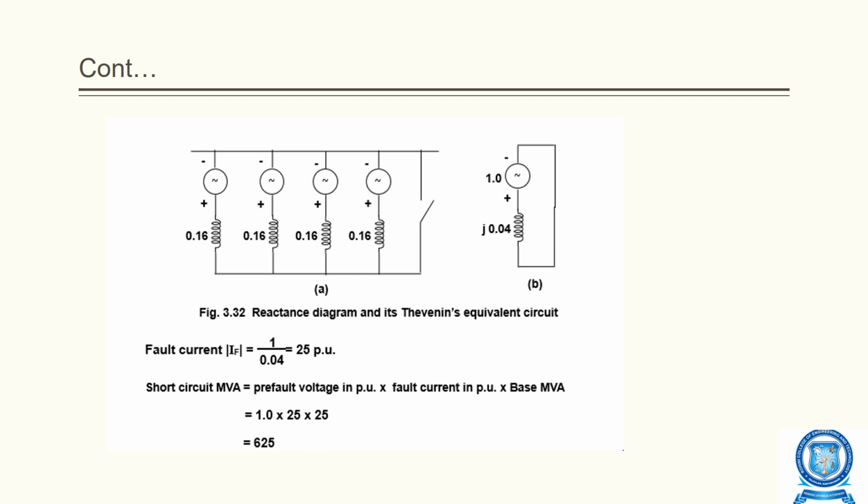So it is clearly seen that the fault current is very high. It is going to be 25 per unit. The voltage value itself we used to take as 1 per unit. So the fault current value is 25 per unit. So you can imagine what is the maximum current that takes place when the fault occurs in that system.